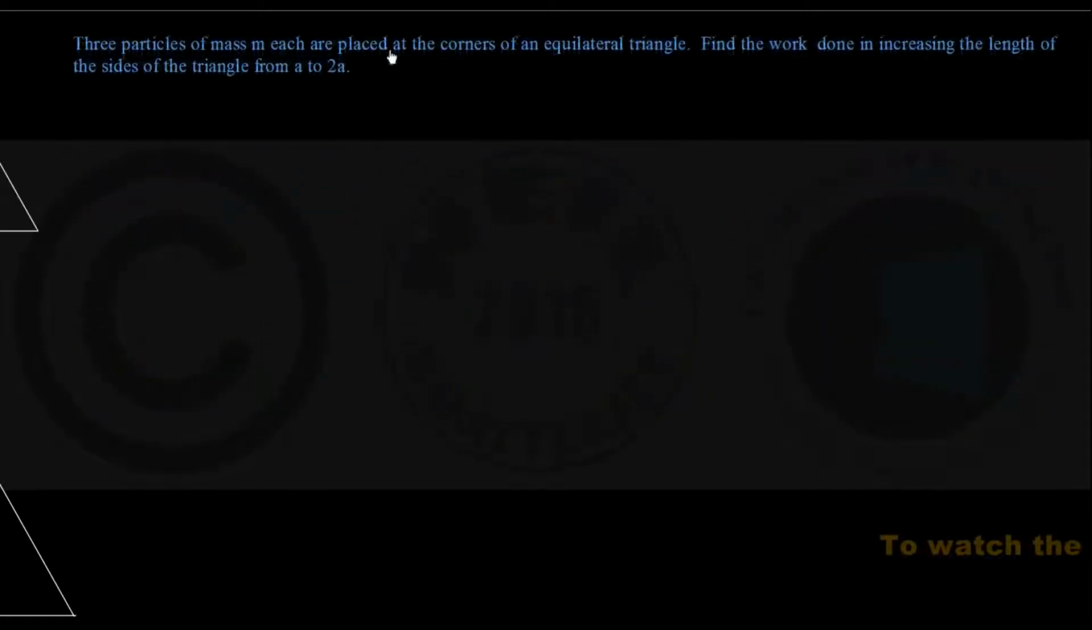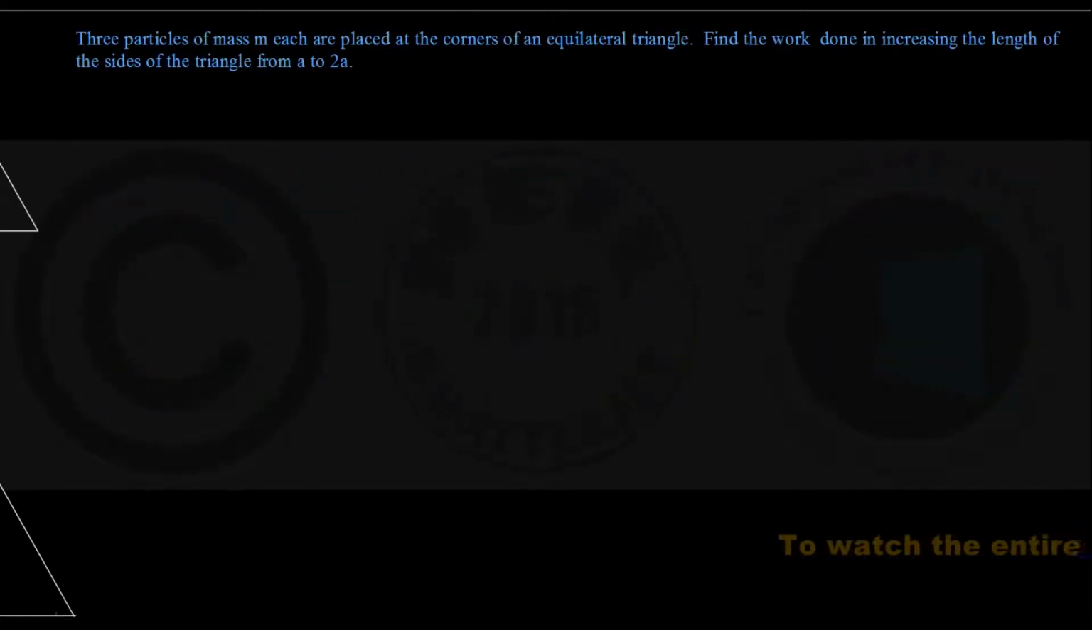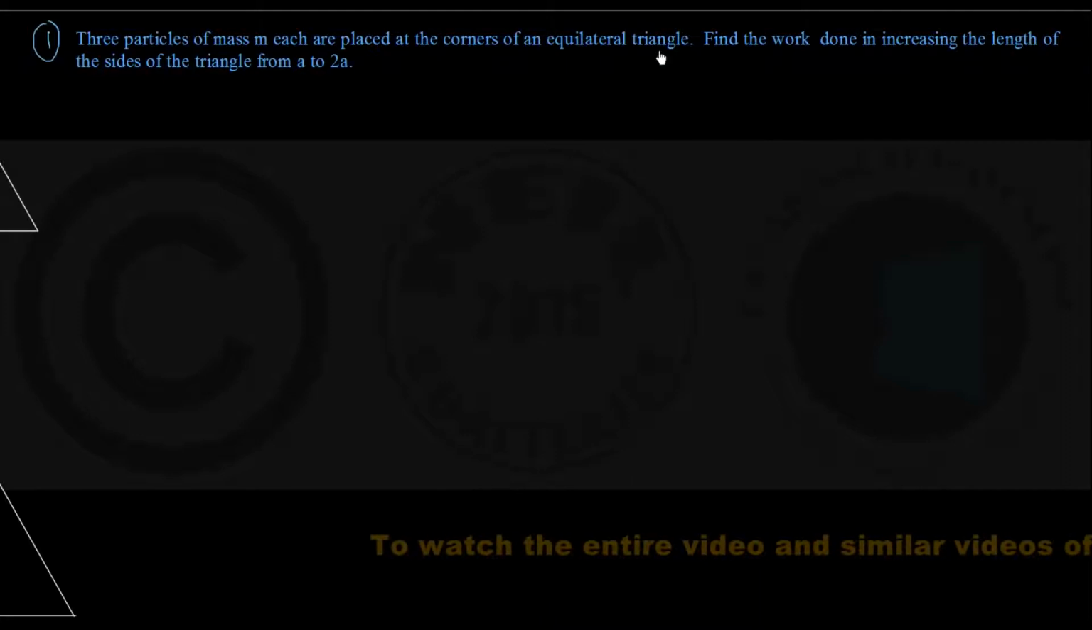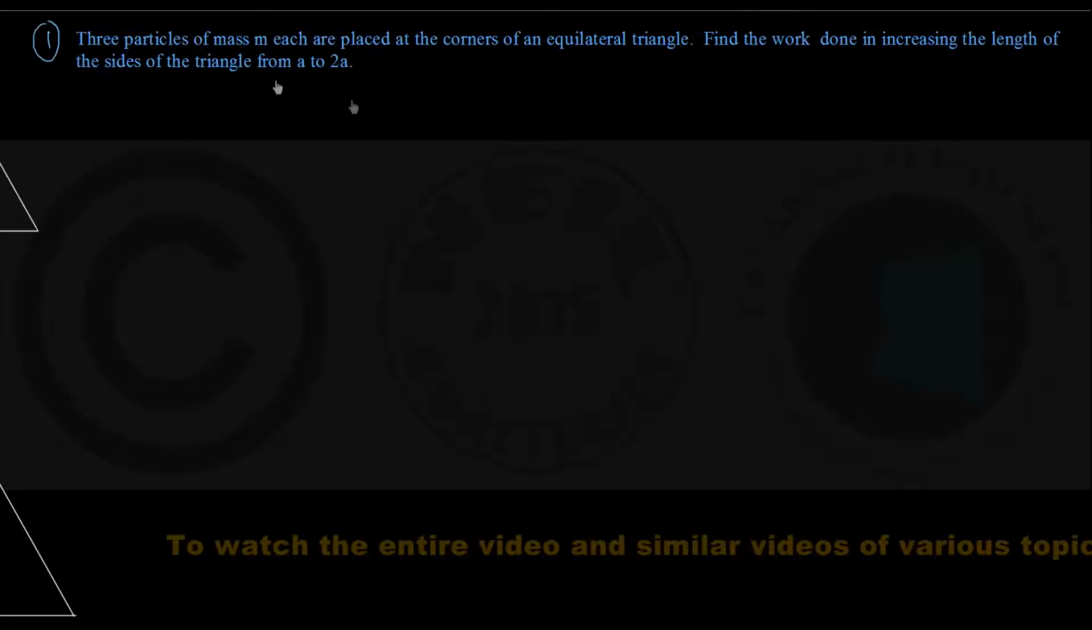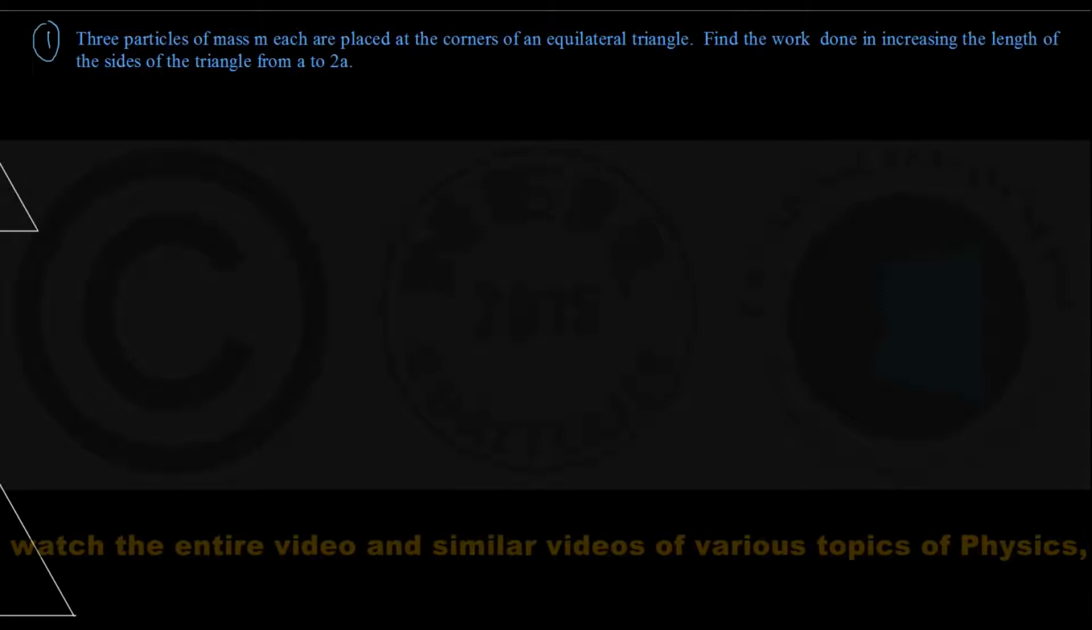Now, since we have learned the basics of gravitational potential energy, let us understand the concept better by doing a couple of problems on this topic. So here is the first problem for us in this lecture. It says that three particles of mass m each are placed at the corners of an equilateral triangle. Find the work done in increasing the length of the sides of the triangle from A to 2A.